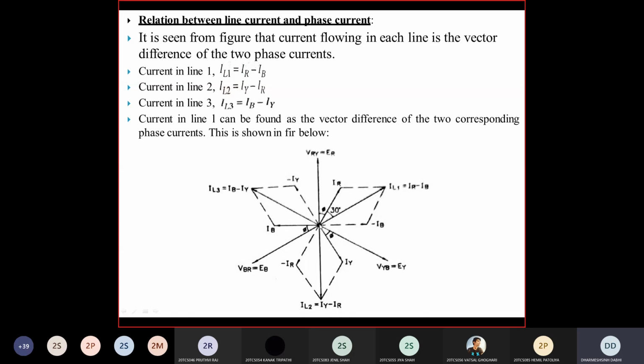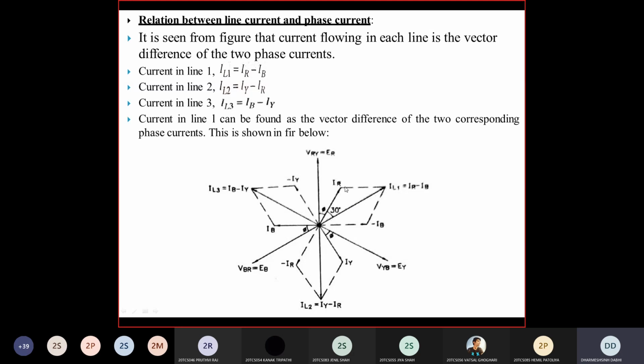Clear? You can see that each phase current, IR, IY and IB, are 120 degrees apart from each other. The angle between IR and IY is 120, between IR and IB is 120, and between IB and IY is 120. Exactly opposite to each phase current are minus IR, minus IB and minus IY. Clear? So if you want to find the line current in line 1, that is IR minus IB, or you can write IR plus minus IB. So you can get this vector.